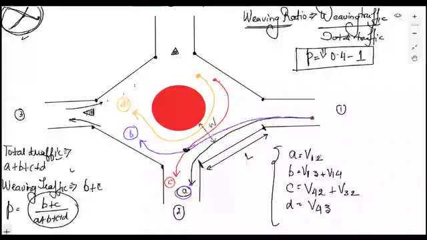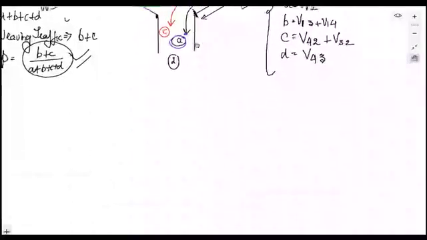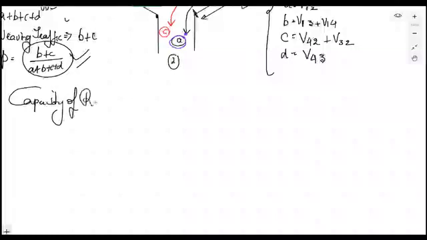Now what you have to do is you will be provided with the number of vehicles, सबको add कर देना, यहाँ put करना, you will get the value of the weaving ratio. Fine. Weaving ratio हो गया. Now sometimes they can also ask you to calculate the capacity of the rotary, the capacity of the traffic rotary.